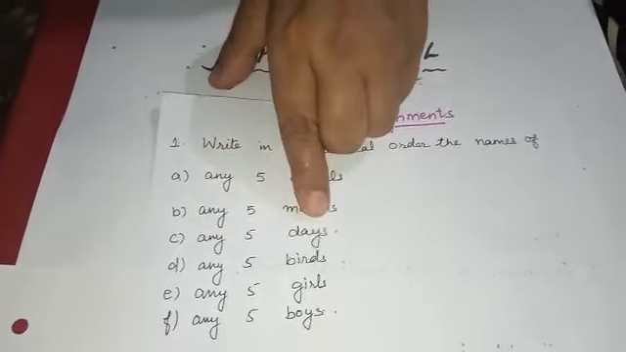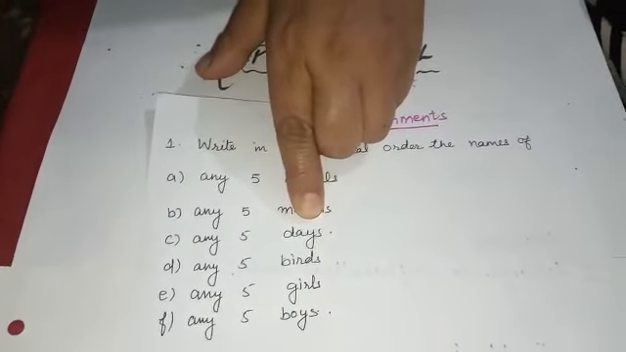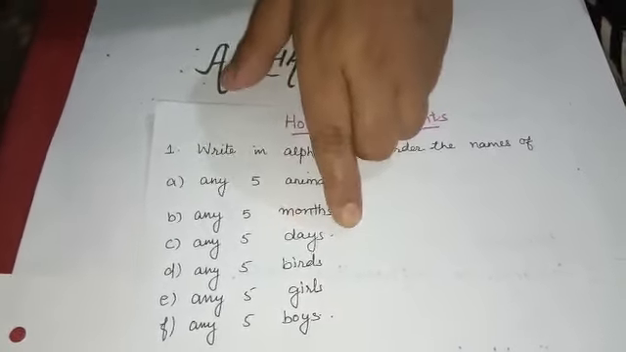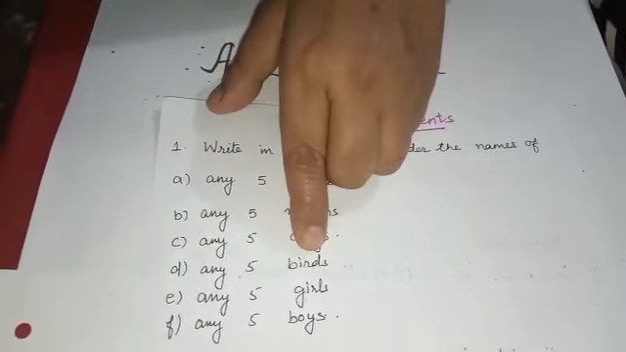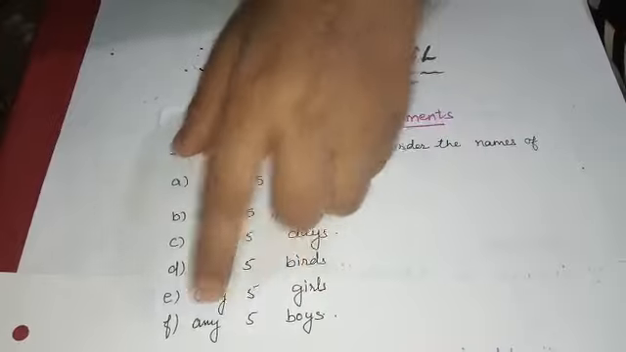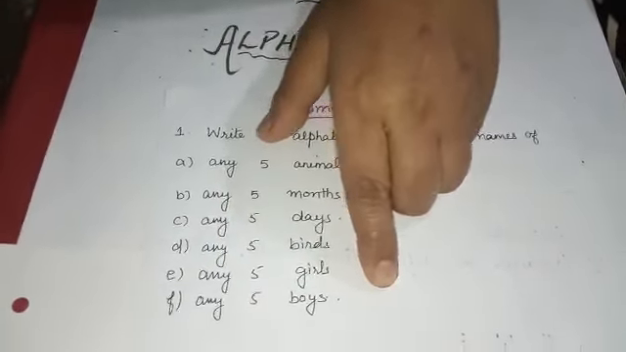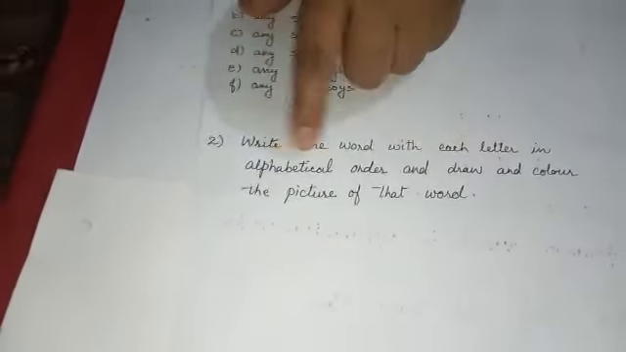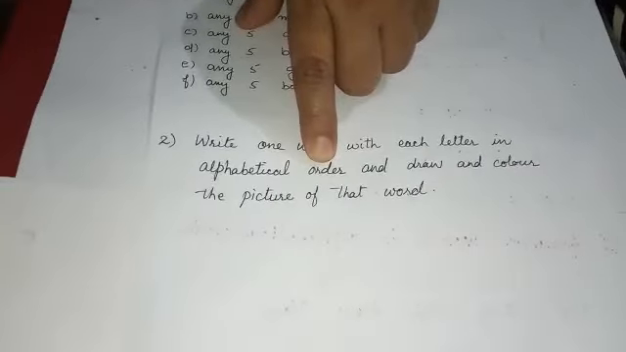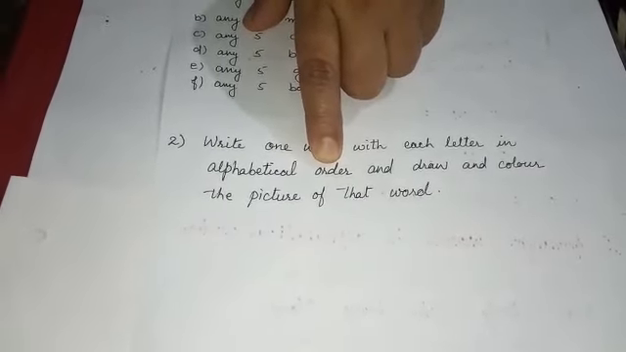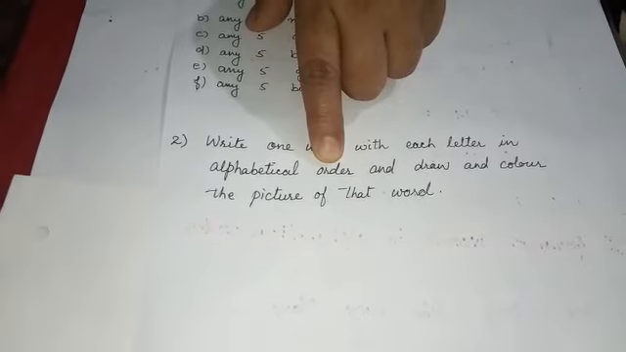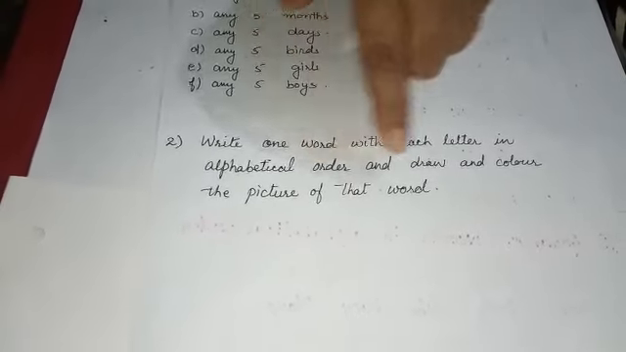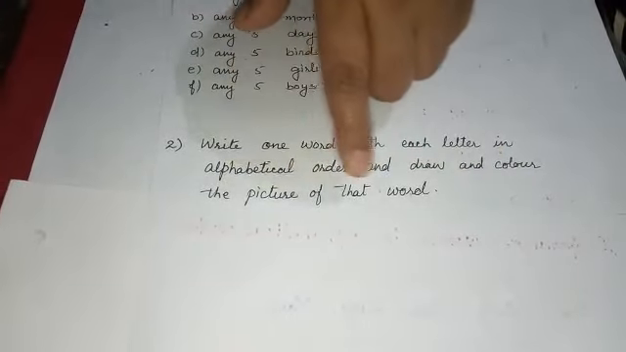Then any 5 days, Sunday, Monday, Tuesday, find out which day is starting with the smallest letter, then write it first. Any 5 birds, name of any 5 girls, and name of any 5 boys. Take the help of your parents to complete this assignment. Last assignment is write one word with each letter in the alphabetical order. That means from A to Z you will write a word which will start from A, B, C, D in alphabetical order till Z, and you have to draw and color the picture of that word.